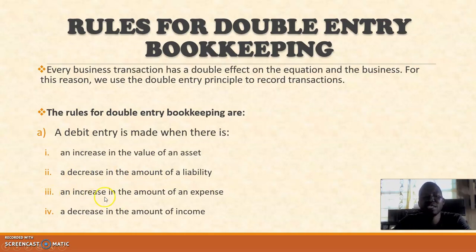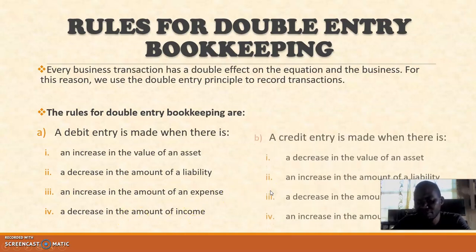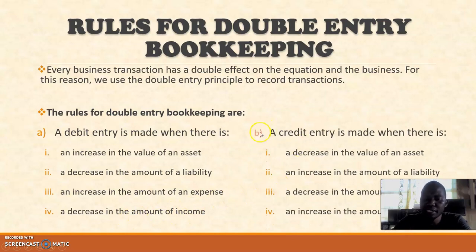3. When there is an increase in the amount of an expense. So, in this case, when an expense receives some money. 4. A decrease in the amount of income. We know that incomes are put on the credit side, so when there is a decrease in an income, we should make a debit entry. The other side of the effect is a credit entry.